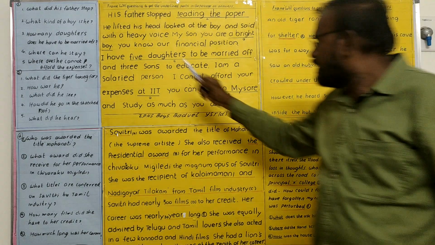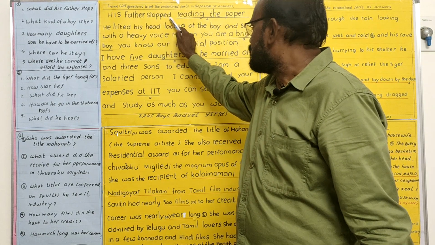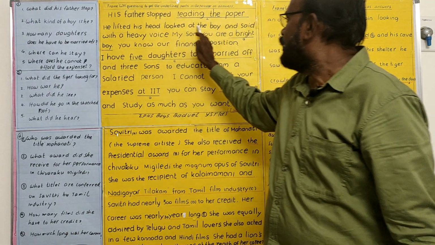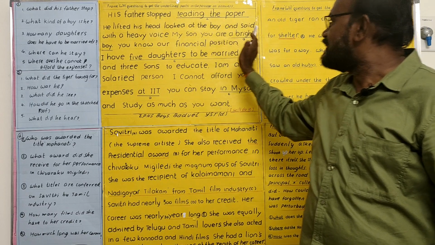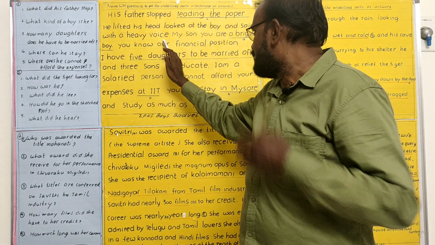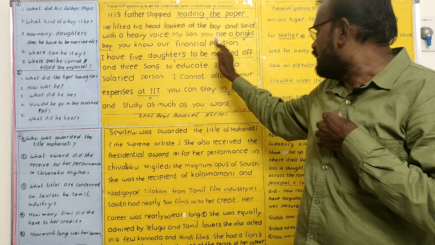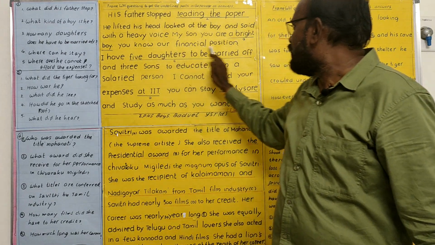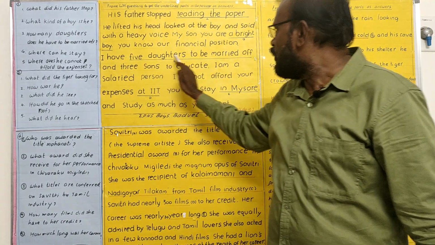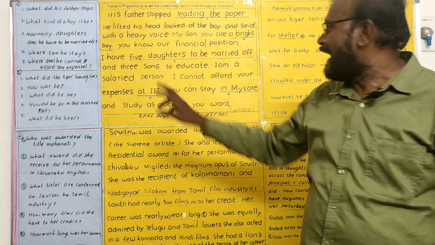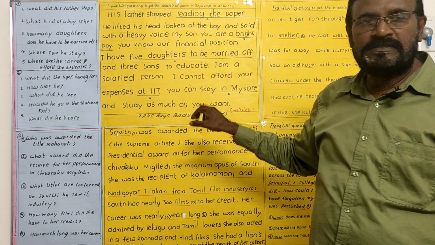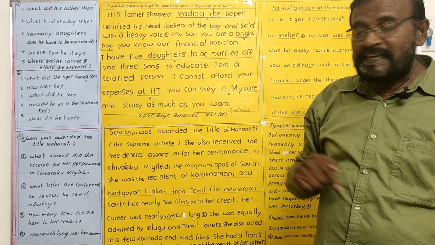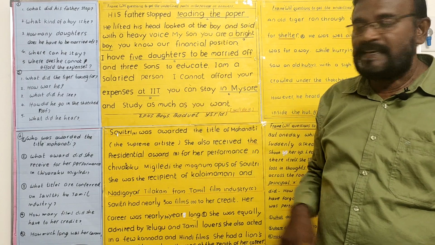Here see, his father stopped reading the paper. He lifted his head, looked at the boy and said with a heavy voice, "My son, you are a bright boy. You know our financial position. I have 5 daughters to be married off and 3 sons to educate. I am a salaried person. I cannot afford your expenses at IIT."